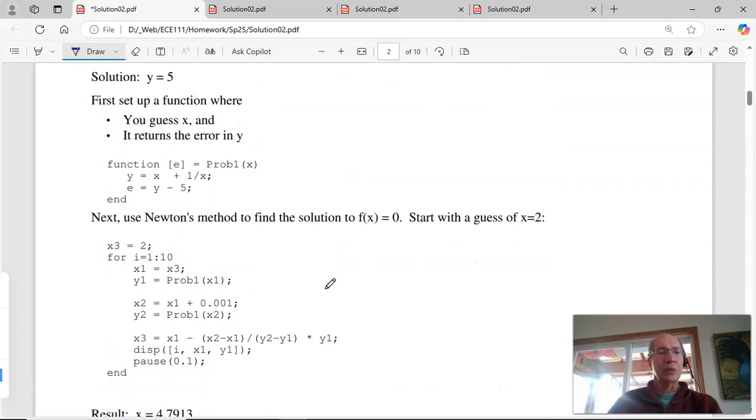To do that, I want to do two things. I want to first create a function in Matlab where I pass x and return the error, how far off my answer is, then use Newton's method to drive the error to 0. So if I want to find out when y is equal to 5, here's a function. I'm going to guess x, calculate y, and return the difference between y and 5.